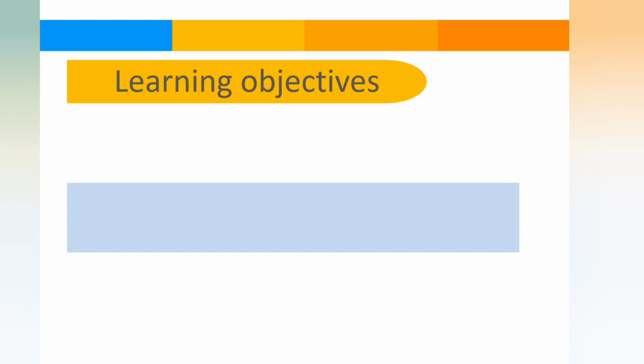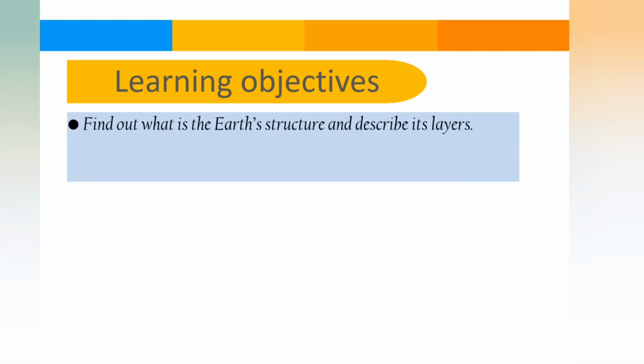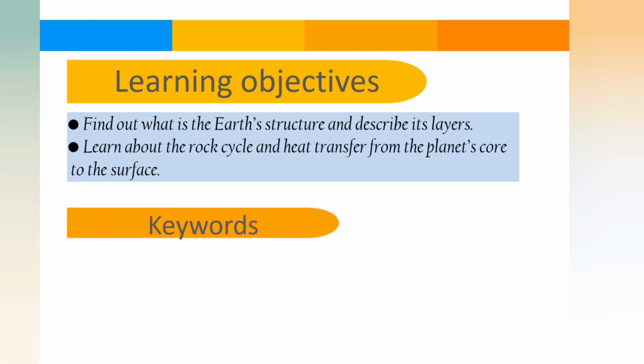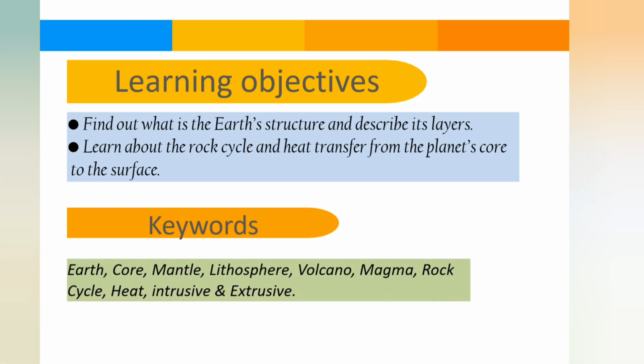Now over here we have the learning objectives. The first one is to find out what the earth's structure is and describe its layers. Then to understand about the rock cycle and the heat transfer from the planet's core to the surface. These are the keywords: Earth, core, mantle, lithosphere, volcano, magma, rock cycle, heat, intrusive and extrusive.